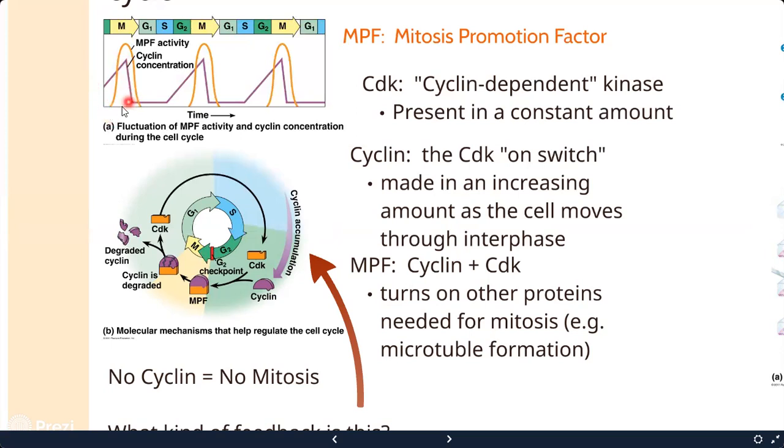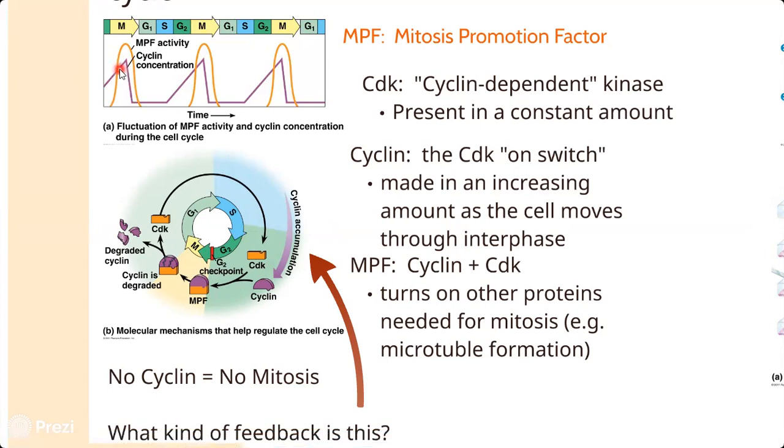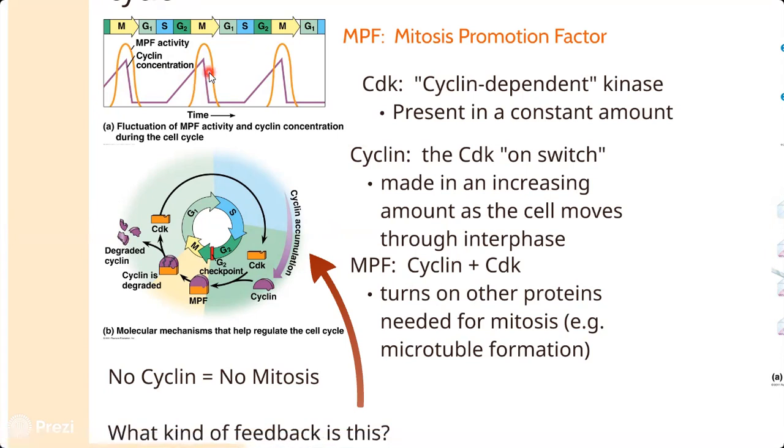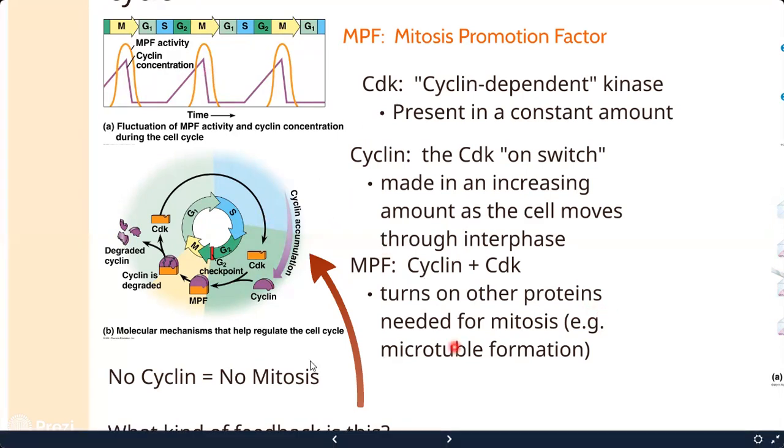It rises and falls, and it's actually really tightly correlated with MPF activity, which makes sense since you need cyclin to have MPF. Okay, and it's the cyclin that pushes the cell through the cell cycle. If there's not cyclin present, then there will not be mitosis taking place. If there is cyclin present, there will be mitosis taking place. We're going to practice this today after the notes.